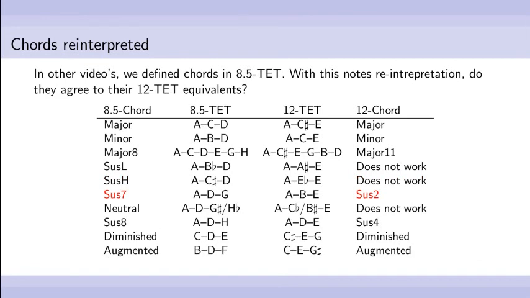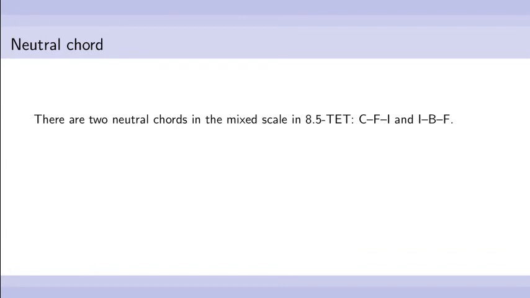Suspended seventh corresponds to suspended second. Neutral does not work. Suspended eighth corresponds to suspended fourth. Diminished corresponds to diminished. Augmented corresponds to augmented. Yes, as expected. There are 2 neutral chords in the mixed scale in 8.5 TET, CFI and IBF.